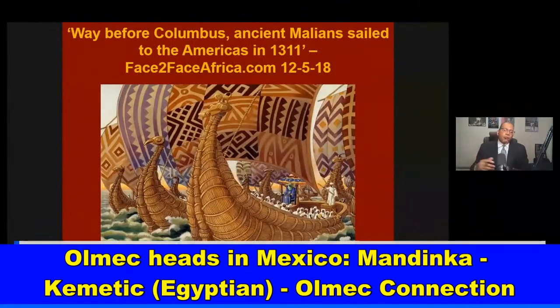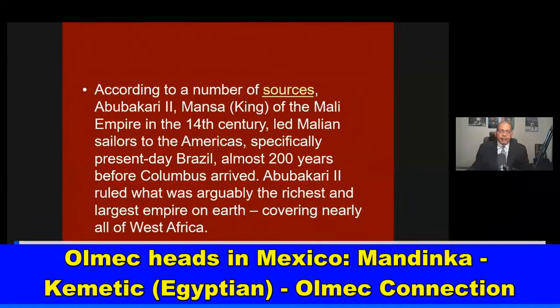There's also a good article from face-to-faceafrica.com called Way Before Columbus, Ancient Malians Sailed to the Americas in 1311 AD, from December 5th, 2018. In this article, it says, according to a number of sources, Abu Bakr II, Mansa, which means king, Mansa of the Mali Empire in the 14th century, led Malian sailors to the Americas, specifically present-day Brazil, almost 200 years before Christopher Columbus arrived.